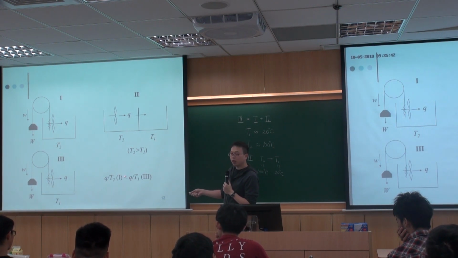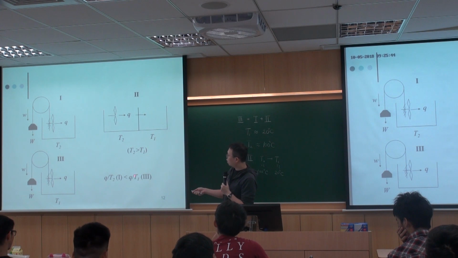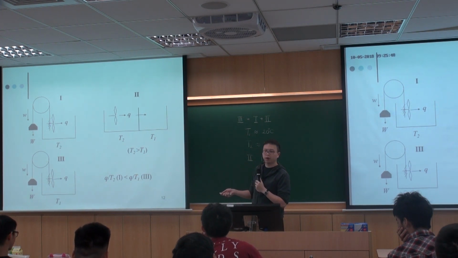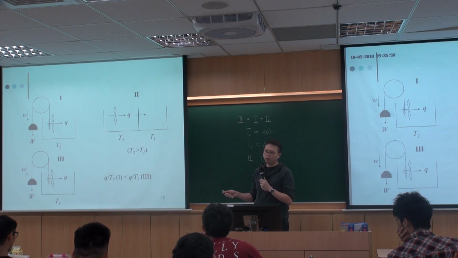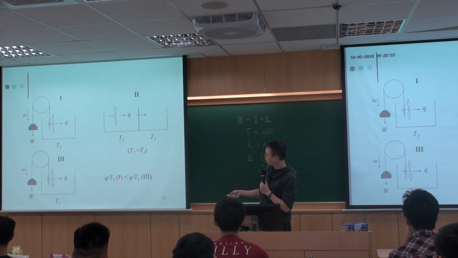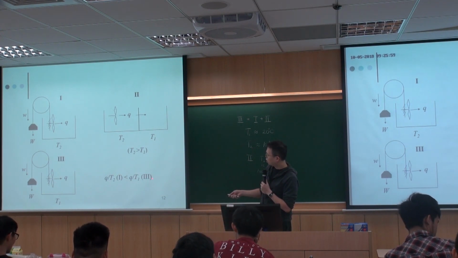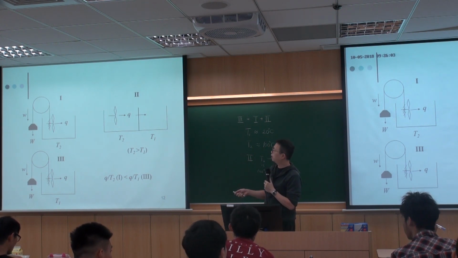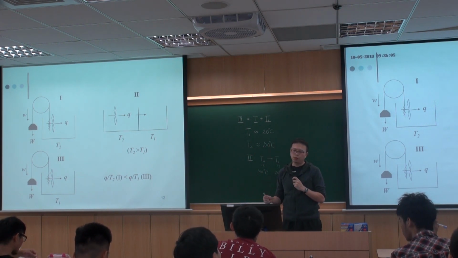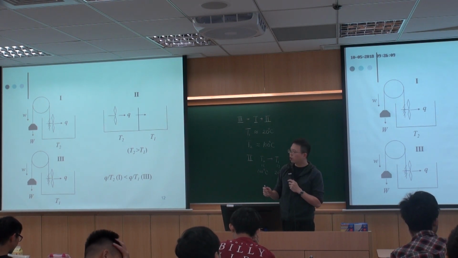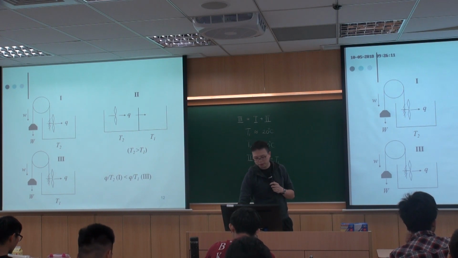And because Q is the same and the temperature is different, and T1 is smaller than T2, therefore Q over T1 is greater than Q over T2. And this simply states that, let's say this is actually the entropy, the entropy change of process 3 is greater than that of process 1. So this is consistent with what we want. We want a measure that can quantify irreversibility.